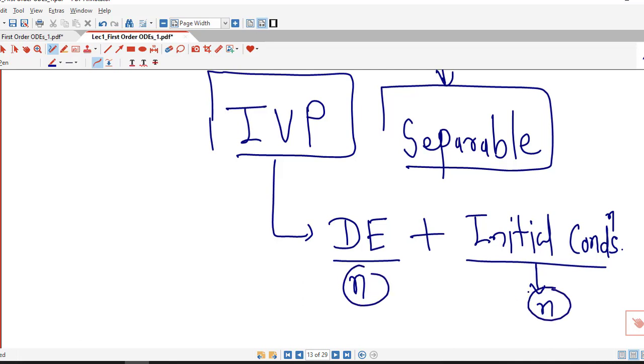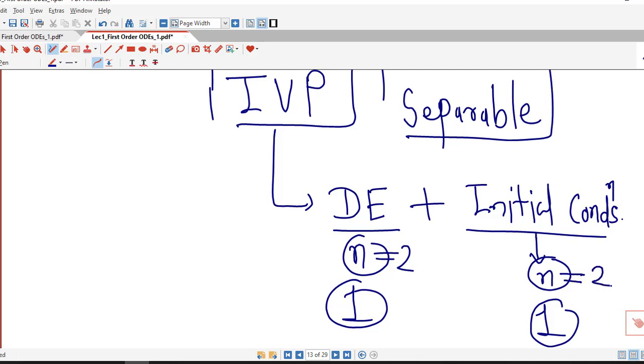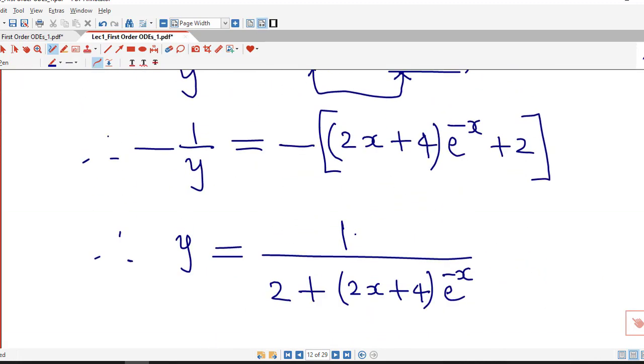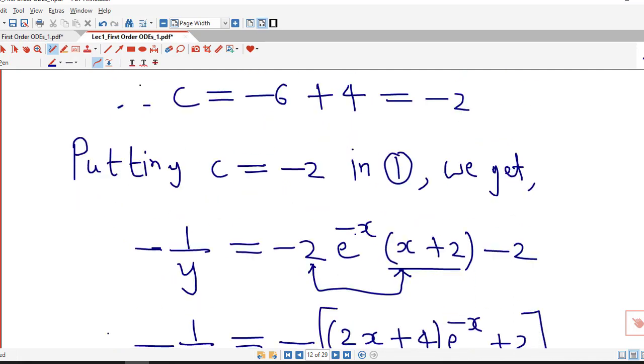Now we are discussing first order ordinary differential equations. So the order is 1. Therefore in first order ordinary differential equations we will have only one initial condition. If we discuss second order ordinary differential equations, there will be two initial conditions. So in this way we can solve initial value problems for first order ordinary differential equations.